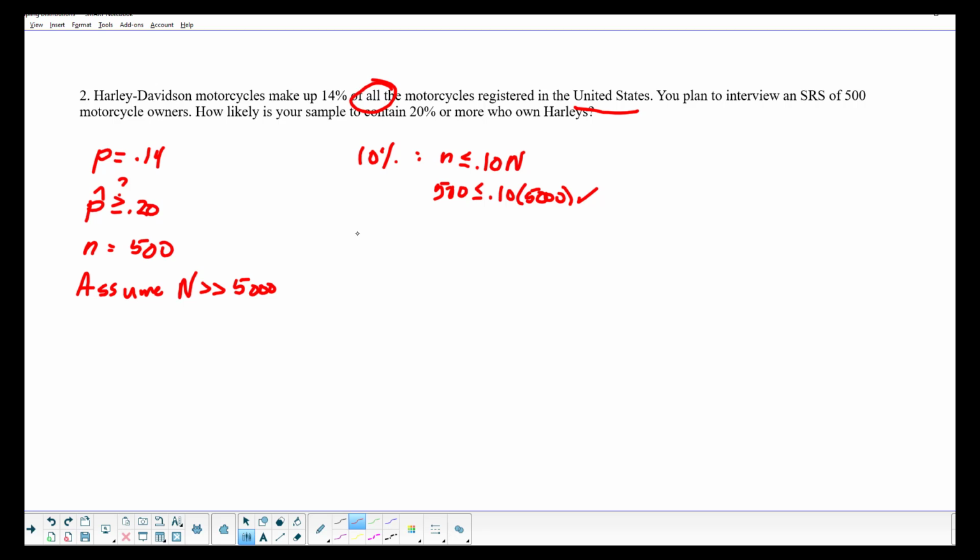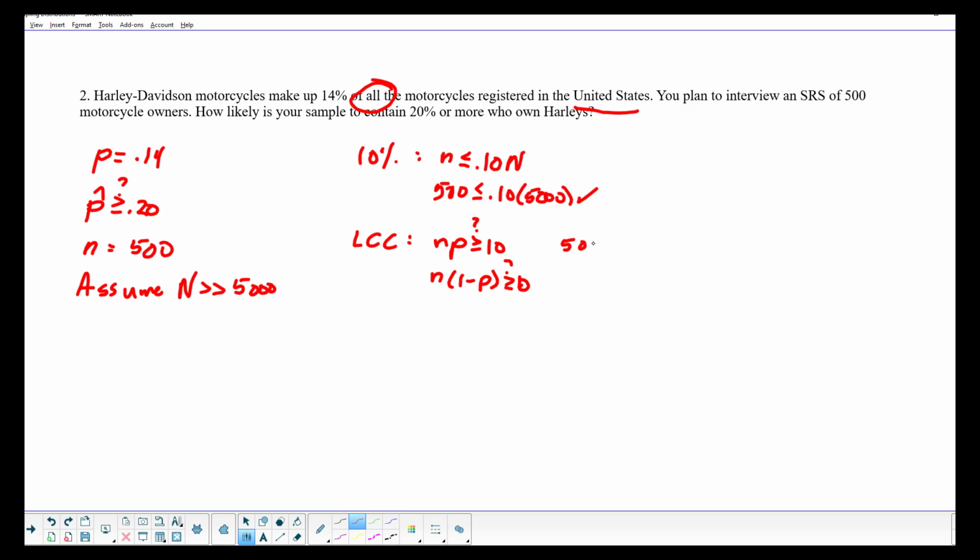The other condition we need to check before we go through anything is the large counts condition. Are we going to be able to say that the sampling distribution is approximately normal? So we take a look. Our formula for this was n times p, is it greater than or equal to 10? And n times 1 minus p, is this greater than or equal to 10? Okay, so let's take a look.